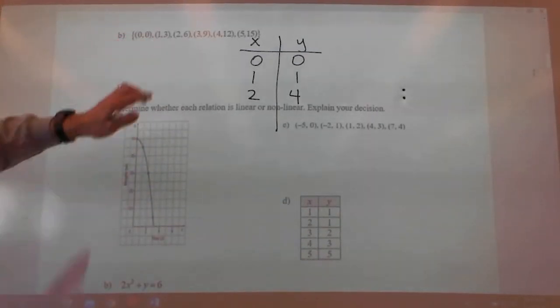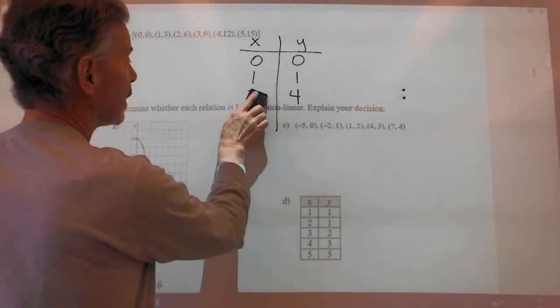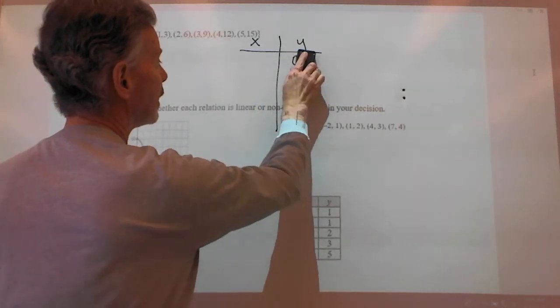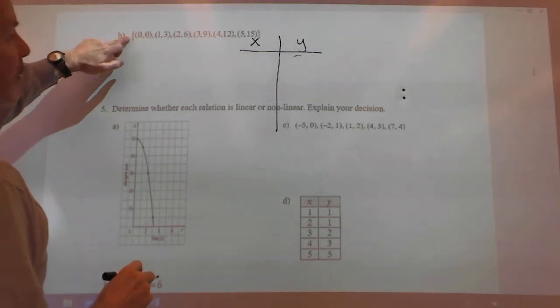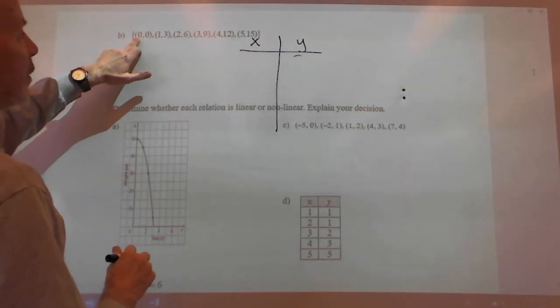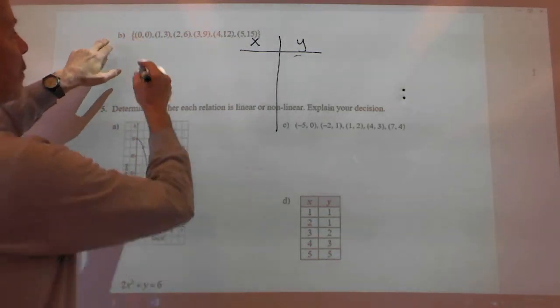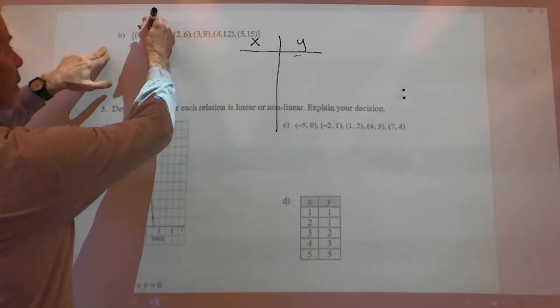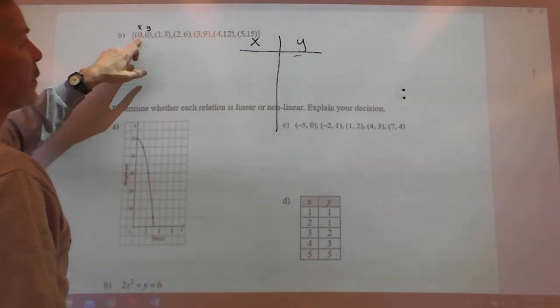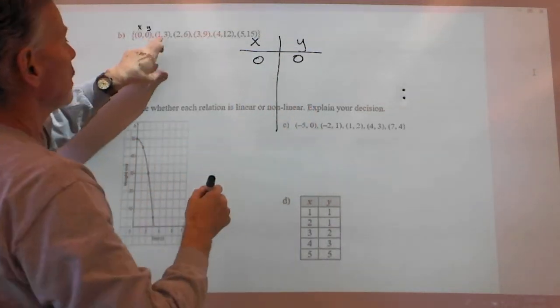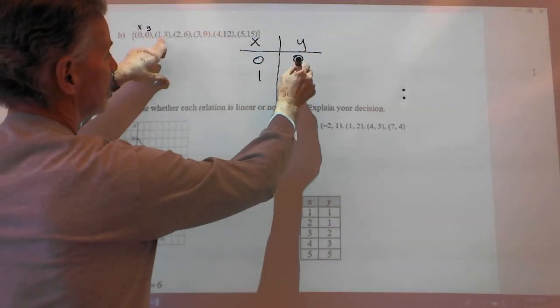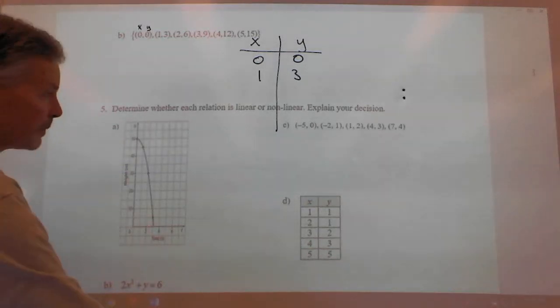Okay, again, they might give you a set of ordered pairs, and to transfer that into a table of values, nothing could be easier, right? For this one, all you need to remember is the first number is your x, the second number is your y. So 0, 0, the next one would be 1, 3, and so on. Okay?